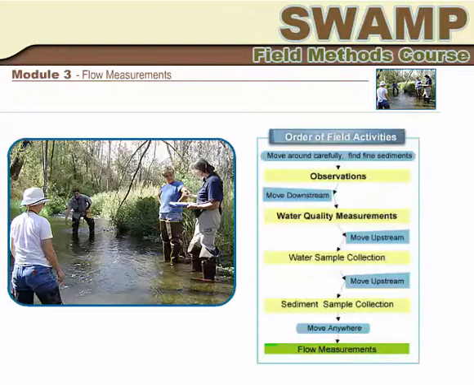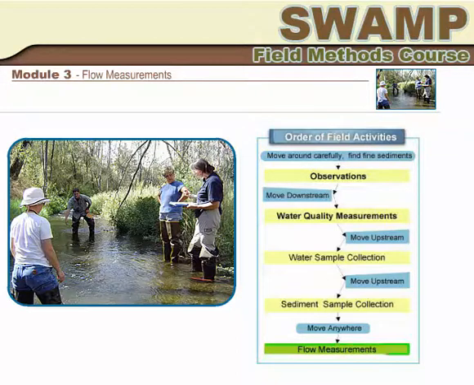Welcome to the Flow Measurements module. As you can see by the activity highlighted in green on your screen, flow measurements are usually done last in the series of field activities, after water quality measurements and sampling activities have been completed. Flow measurement may involve wading in the channel.